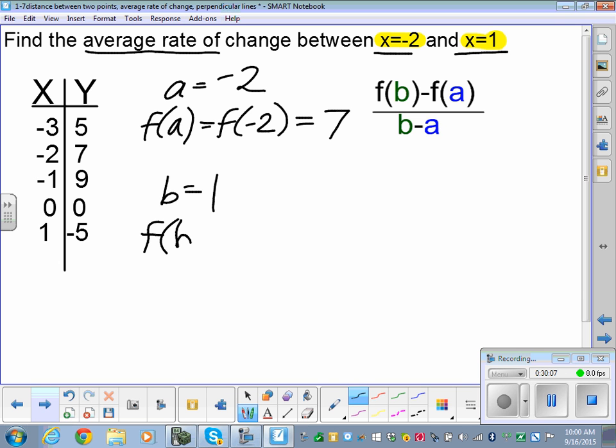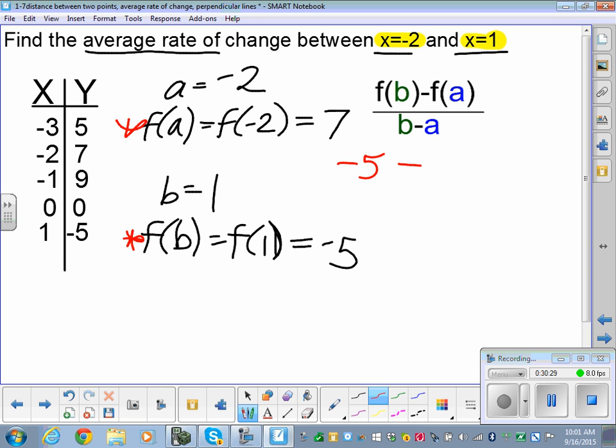That means what's our function at 1, because b is 1, so what's our function at 1? So find it on here, function at 1. Well, there's 1. What's our function at 1? -5. So now let's plug it in to our function: f of b, which is -5, minus f of a, minus 7, all over b, which is 1.